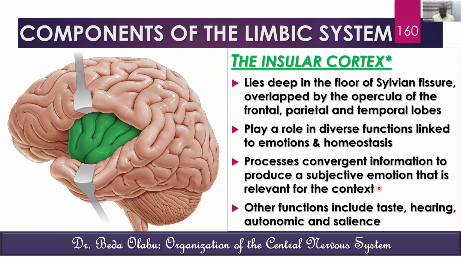Other functions of the insular cortex could be regarding autonomic functions, regarding taste, because we know that the taste area is very near there. Regarding hearing, again, because the primary auditory area is very near here, actually on the transverse temporal gyri there. Autonomic functions may also be linked to the insular cortex, and salience, maybe just something about uniqueness, something that makes something outstanding.